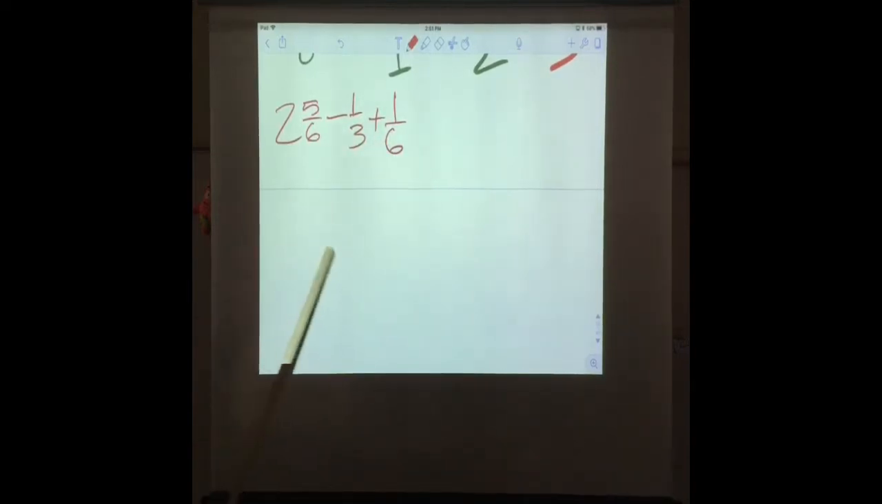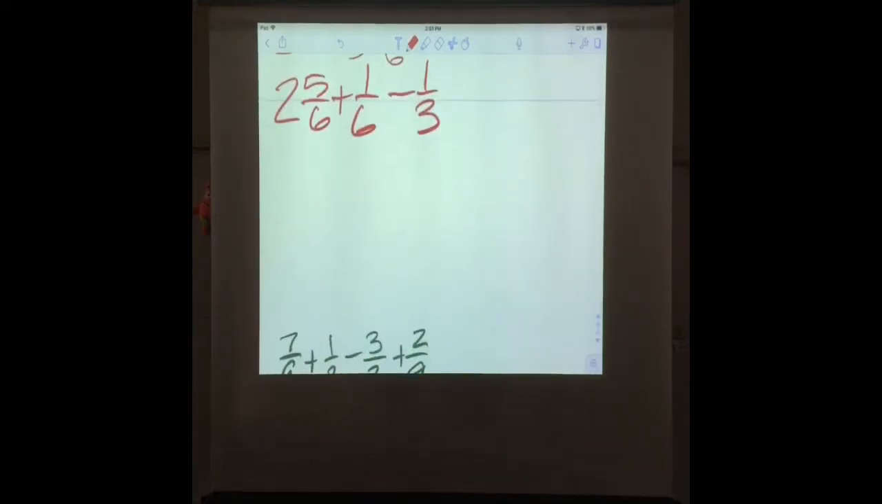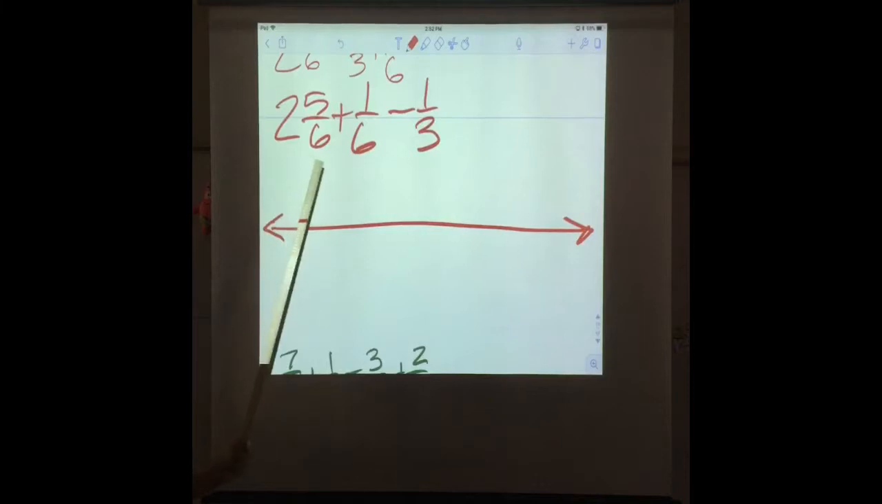How could we use commutative property to change this around to make it easier? Well, we could start with 2 and 5/6 and then move this guy next to it, plus 1/6, because notice the plus sign right here. And then we're going to subtract our 1/3. Now we could do that on a number line easily. We have a 2 and 5/6 and then a 1/6. So we're going to be adding these together.